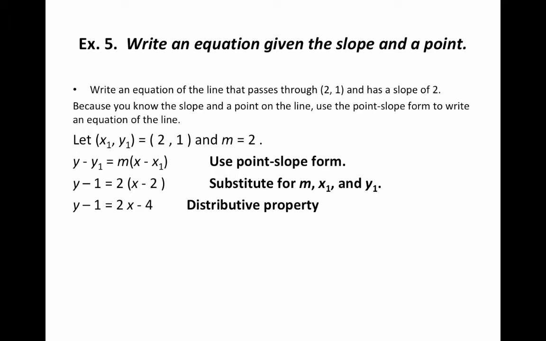After that, we're going to use the distributive property to simplify the right-hand side. So y minus 1 equals 2x minus 4. And then we're going to transform this to slope-intercept form by adding 1 to both sides of the equation. So we get y equals 2x minus 3. Okay, we know this is in slope-intercept form because we've got a constant times x and then plus or minus another constant.